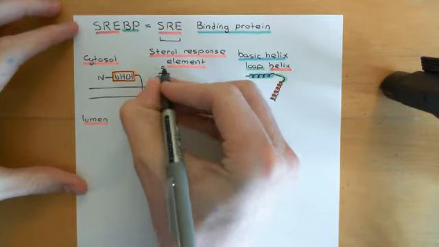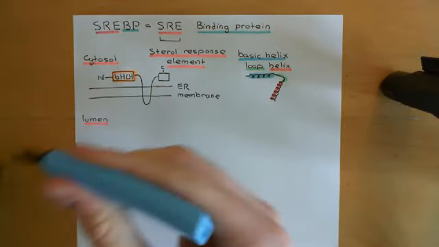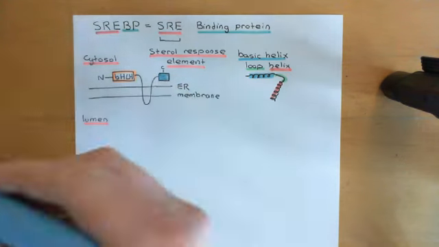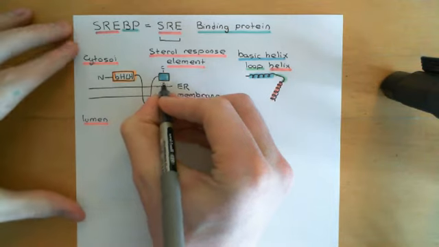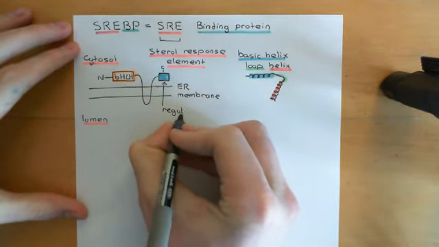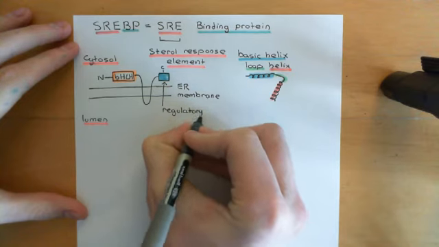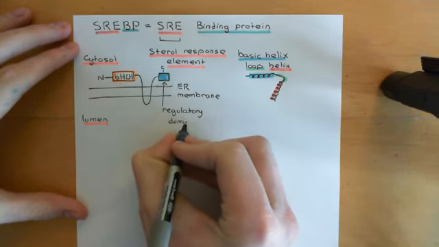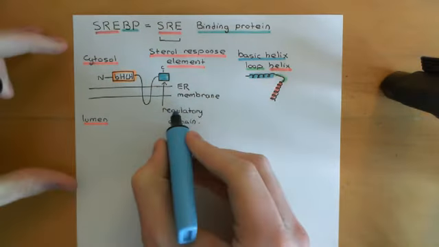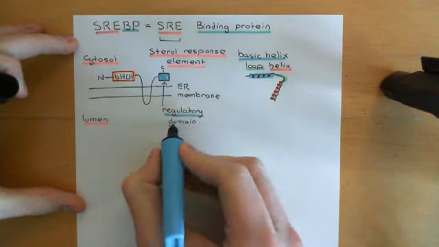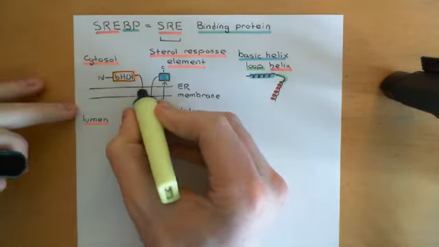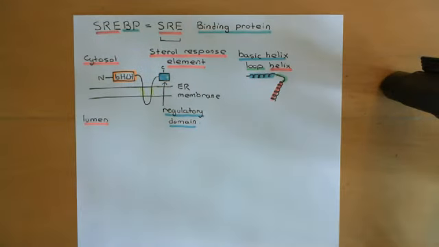Then you have an important domain at the other side of the protein, which I'll colour in blue here. This is known as the regulatory domain of the SREBP protein. This portion is going to associate with another protein called SCAP, which we'll meet in a moment. So that's the basic structure of an SREBP protein sitting in the ER membrane, and I think I'll just colour in those two membrane spanning alpha helices in yellow.